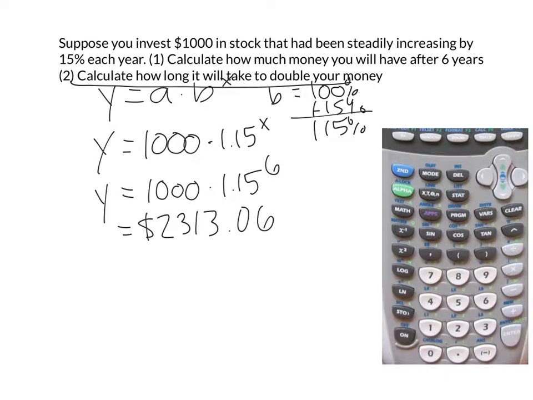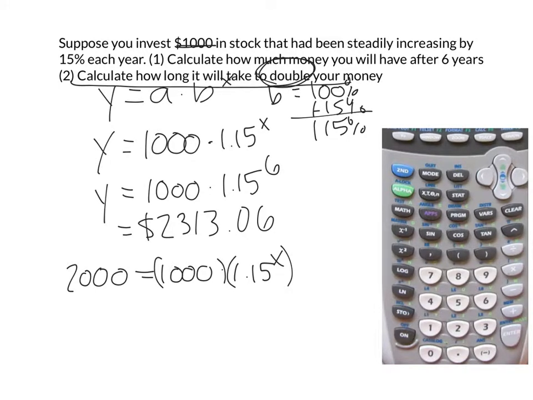So if you imagine, if we double our money, and we started with 1,000, that's telling me that I have $2,000 in the bank. So if I set 2,000 equal to my equation, this is what I get. So 1,000 times 1.15 to the x power. Okay, so I'm ultimately trying to solve for this x value right here. All right, so the first thing I'm going to do is divide by 1,000 on both sides. When I do that, I get 2 equals 1.15 to the x.